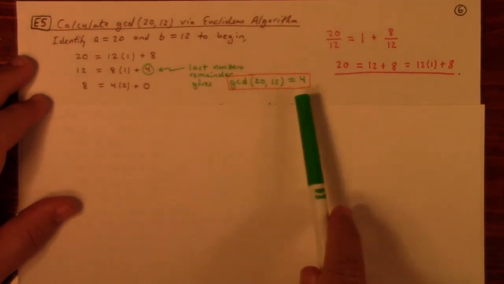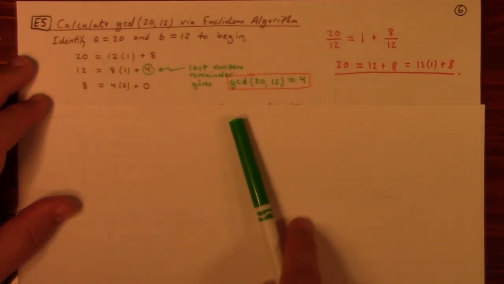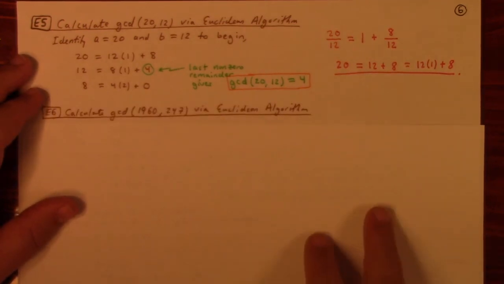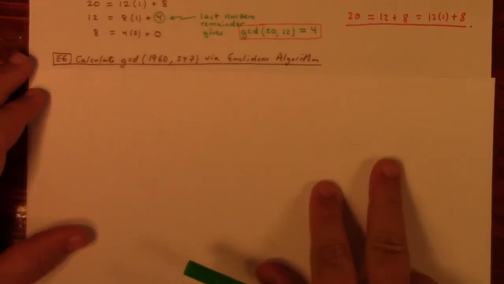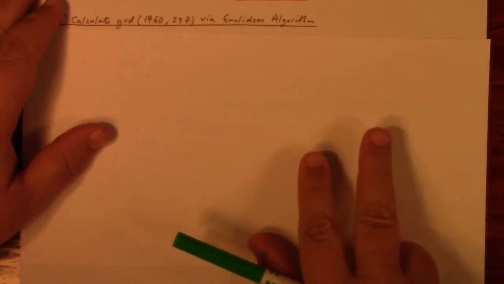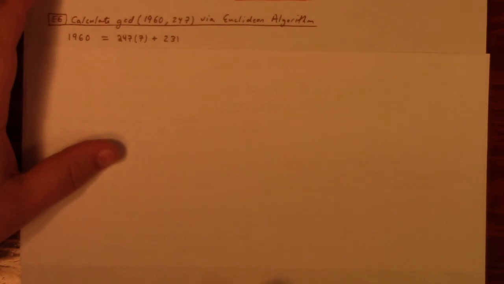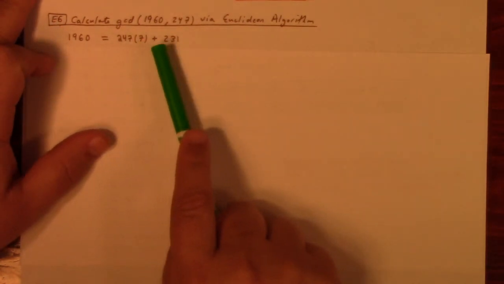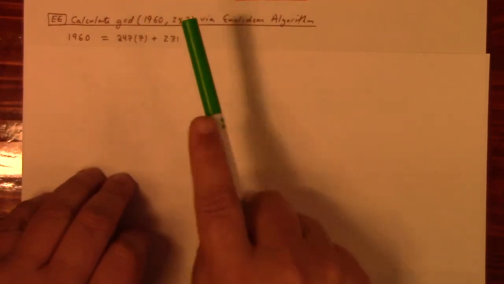So is this a better way to calculate the GCD of 20 and 12? No, probably not. But this one, I think it will be. Calculate the greatest common divisor of 1960 and 247. All right, so 1960 is 247 times 7 plus 231.